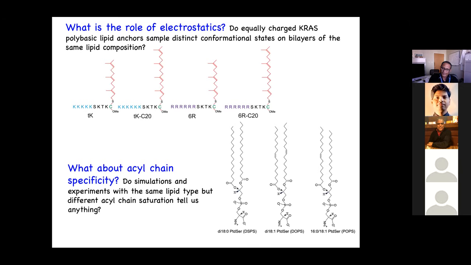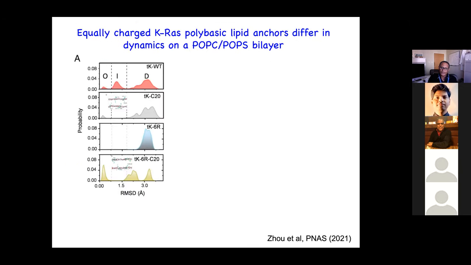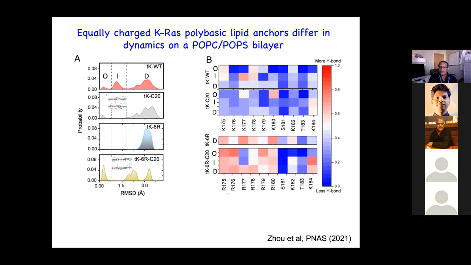I told you that interaction of KRAS lipid anchors and full-length protein is sensitive to the acyl chain of the lipids. So this is the first one. We simulated TK wild type. You have seen that before, TKC20, 6R and 6R with geranyl-geranyl group. The insets are not quite visible. That's simply to show that there are some differences in the way these peptides absorb on the membrane. But the important thing is, again, the backbone conformational sampling is distinct among them. And their interaction with phosphatidylserine is also different. These simulations are with POPC and POPS.